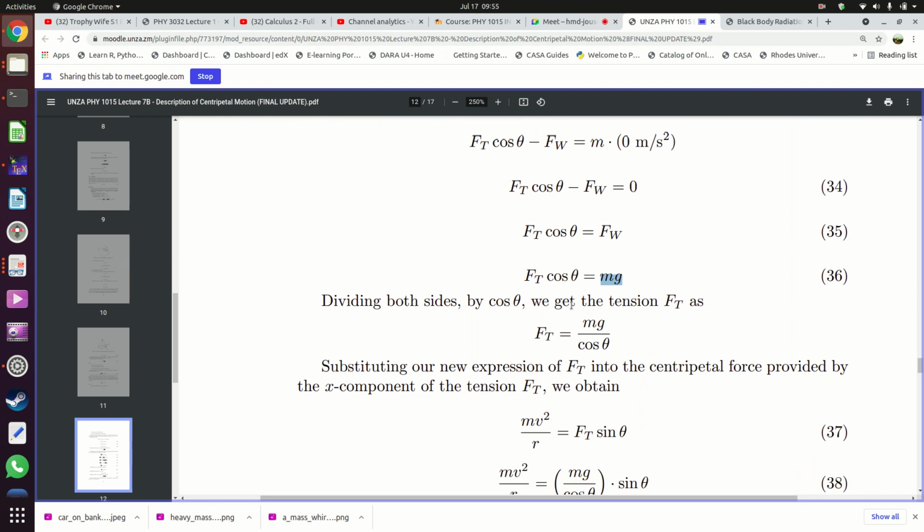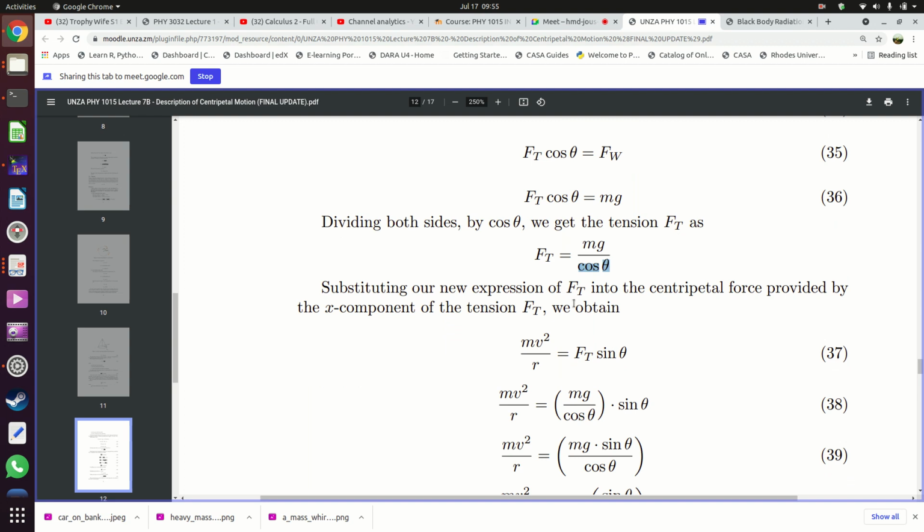Then we divide both sides by cos theta, and we end up having Ft equals mg divided by cos theta, like this. Now we have an expression of the tensile force in terms of the weight and cos theta.